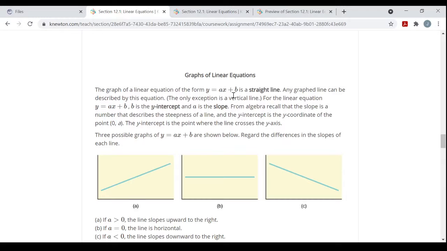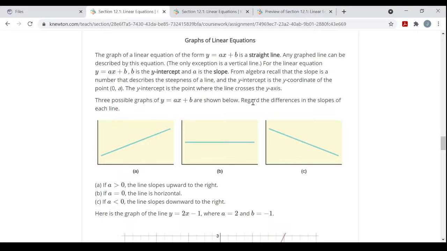Alright, so what are the graphs of these things? How do you graph these lines? What do they look like? So the graph of a linear equation of the form y equals a times x plus b is a straight line on the xy plane. Any graphed line can be described by this equation. The only exception is a vertical line, and again, we're not going to be really dealing with vertical lines here, so I wouldn't worry so much about that.